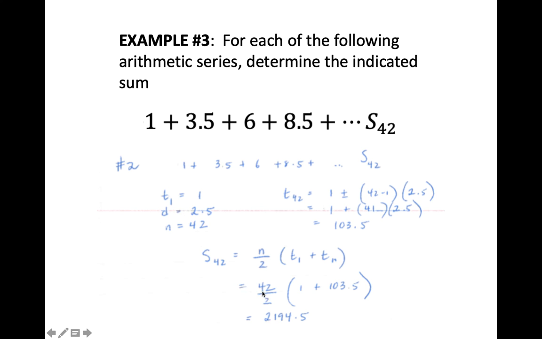So the number of terms is 42, the first term is 1, and my 42nd term was 103.5, for an answer as you see below.